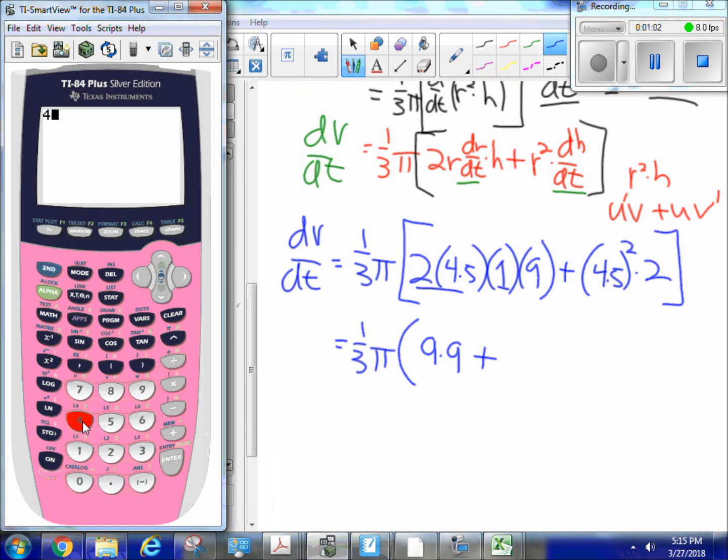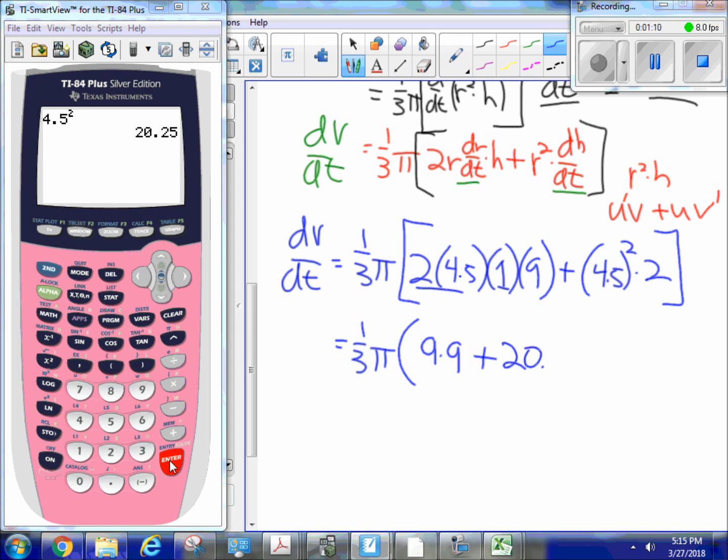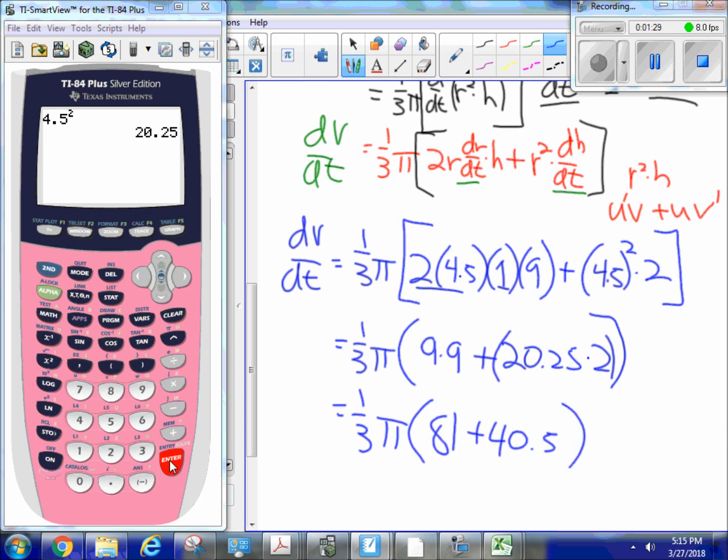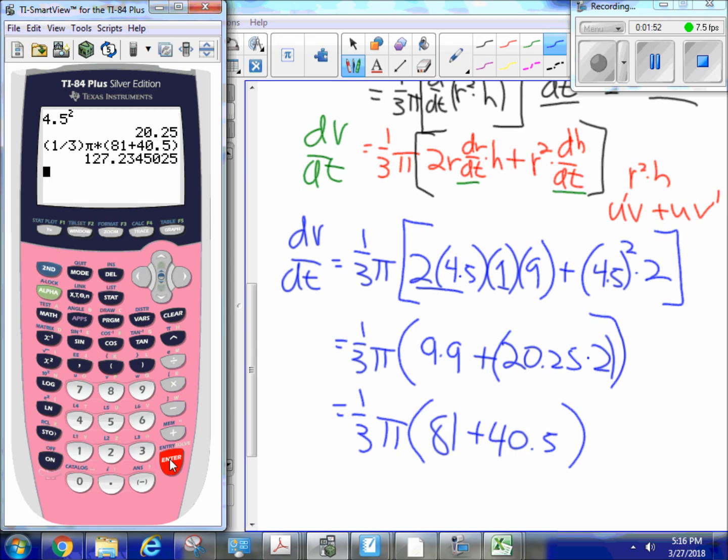So I got 4.5 squared. That's going to be 20.25 times 2. So I have 1/3 pi times 81 plus 40.5. Well, I think we're just going to work this out. We're going to go parentheses 1 divided by 3 close parentheses pi times parentheses 81 plus 40.5 close parentheses, and I get 127.235.